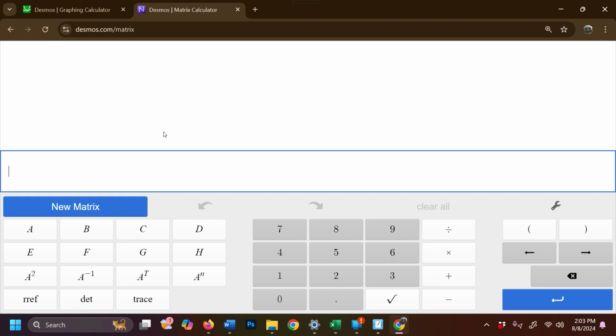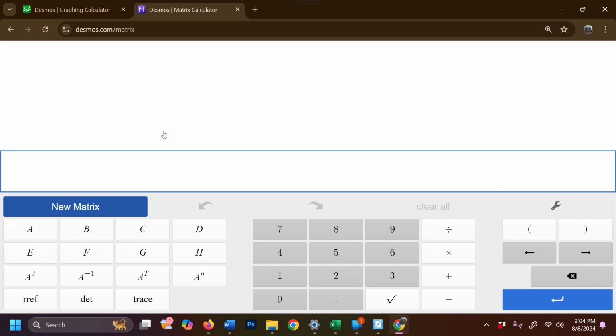Now, if you don't want to go through all of that each time, you can just type in your search bar desmos.com/matrix and you will get it. All right, so we see some new controls here, and what we're going to want to do is we need 2 matrices. And you'll notice they have A, B, C, D, E, F, G, and H, and you can actually put in up to 8 matrices at a time, but we're only ever really going to need 2, maybe 4.